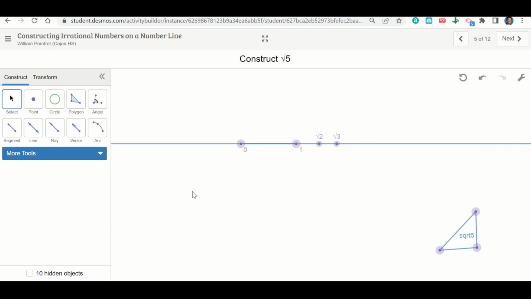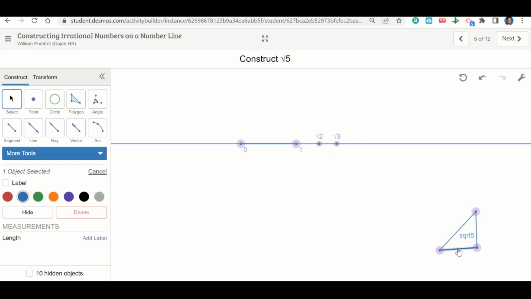So if I want that side length to be square root of 5, these two sides, they have to add up to be 5. So that could be 4 and 1 or 2 and 3, right? Those are the ways we can get 5. So let's say that I wanted it to be 2 and 3. So if I do that, this side would be the square root of that, so square root of 2.